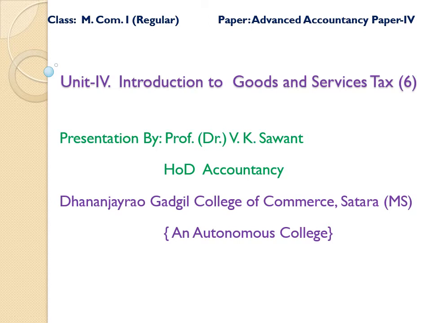In the present lecture, we are going to learn another aspect of GST as related with journal entries. We know that in business, transactions that happen are firstly recorded in the books that is called a journal. There are two types of things recorded in relation to business transactions: one is journal and another is ledger.